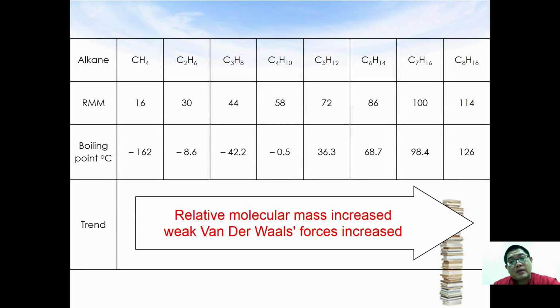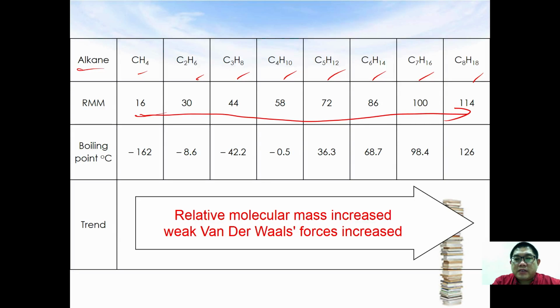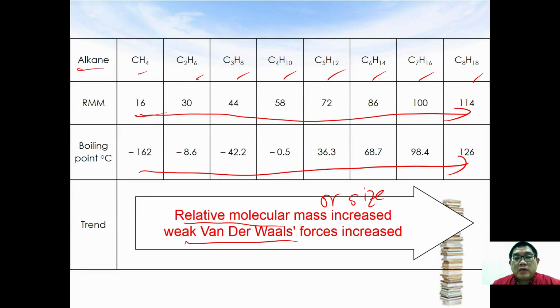This is given to you as a series of homologues of the alkanes. Okay, you have methane, ethane, propane, butane, pentane, hexane, heptane, and octane with their relative molecular mass. As you can see, the relative molecular mass increases, so the boiling point also increases accordingly. This is because all these non-polar covalent compounds are influenced by the relative molecular mass or molecular size. So as molecular mass or molecular size increases, the weak van der Waals forces also increase.